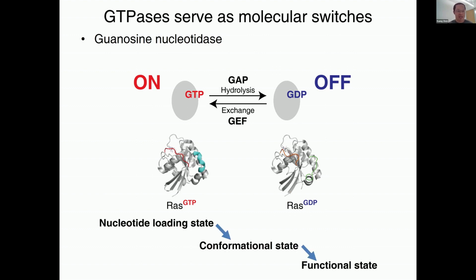So in the case of wild-type GTPases, the nucleotide loading state, the conformational state, and the functional state, these three states are totally coupled. You bind to either GTP or GDP, you display a certain conformation, and you carry out a certain function. But when you have mutations within that GTPase, for example, there are a lot of mutants in the RAS GTPase that have been found in cancer, you have decoupling of these three states. And we will talk a little bit about this in today's presentation.